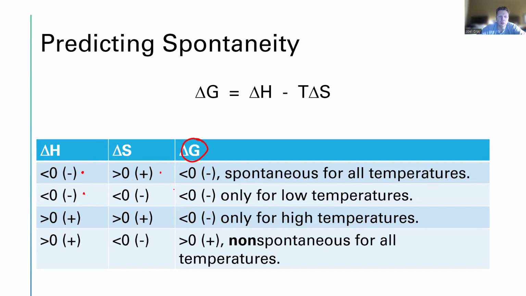When delta H, enthalpy, and entropy are both negative, that's going to be a spontaneous reaction, but only at low temperatures. When delta H is positive and delta S is positive, then that's going to be spontaneous only at high temperatures. When delta H is positive and delta S is negative, that's going to be non-spontaneous for all temperatures. Okay, so that gets us through some of the important and tougher parts about chapter 18. I'm going to go ahead and stop the recording.